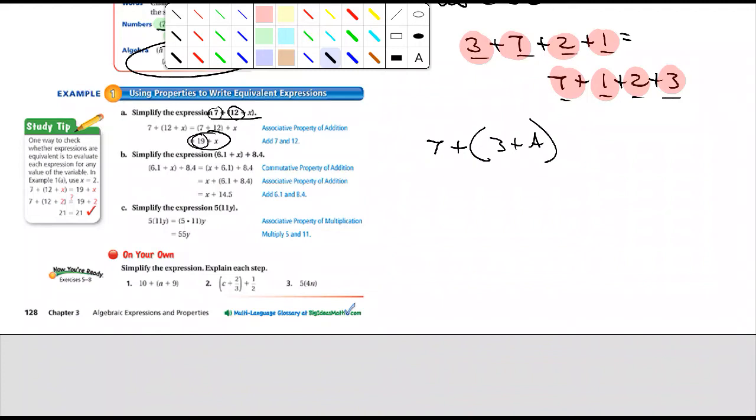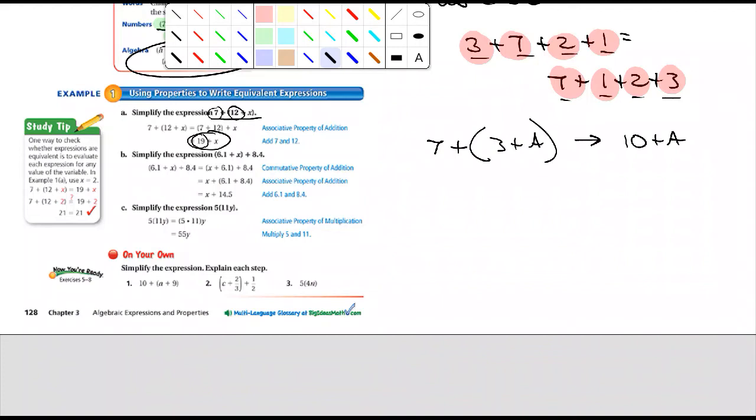So what two numbers can you add together, Mr. Patania? 7 and 3. Which would be what? 10. So if I said to simplify that expression, it would be just simply 10 plus a. All right? Same thing for multiplication.